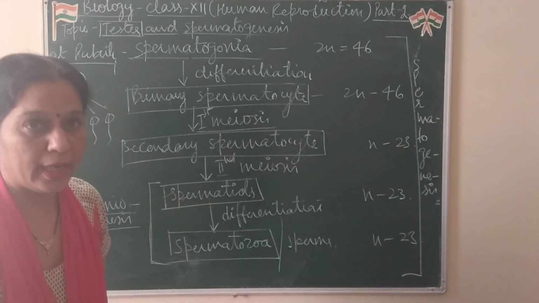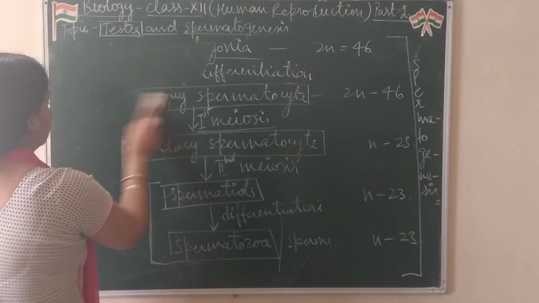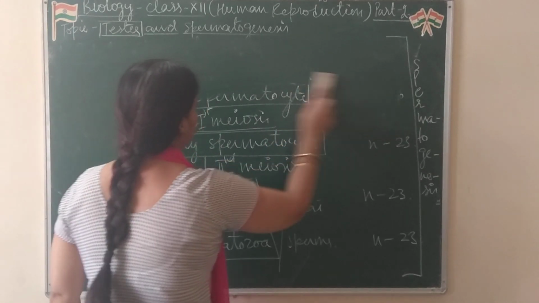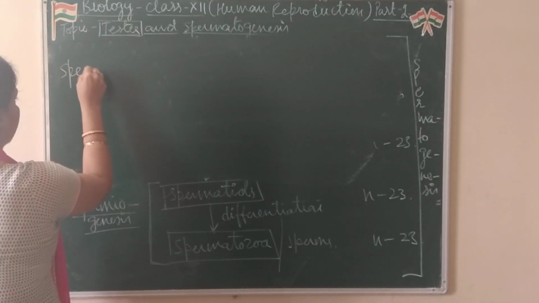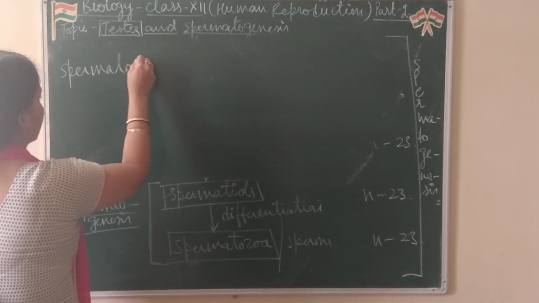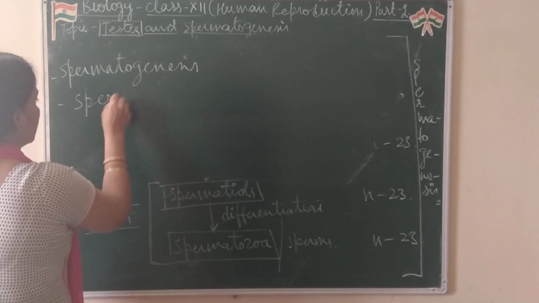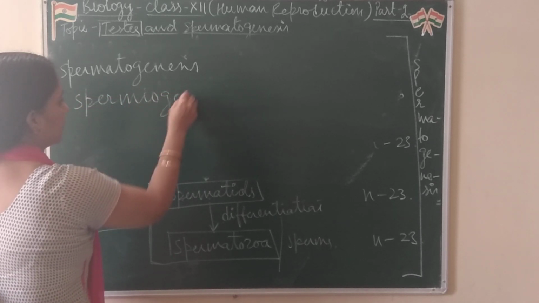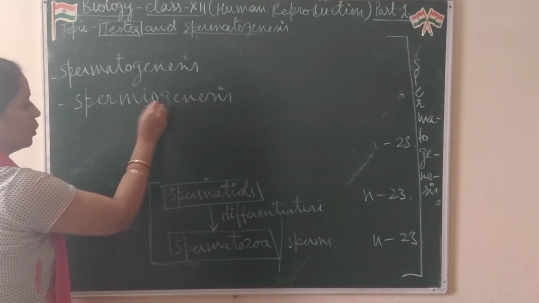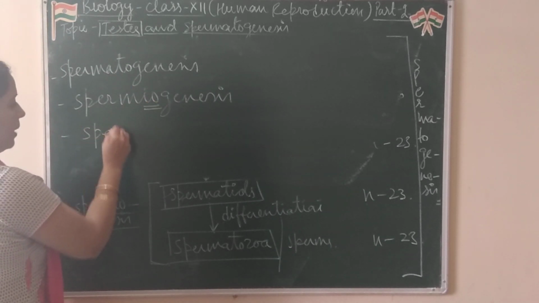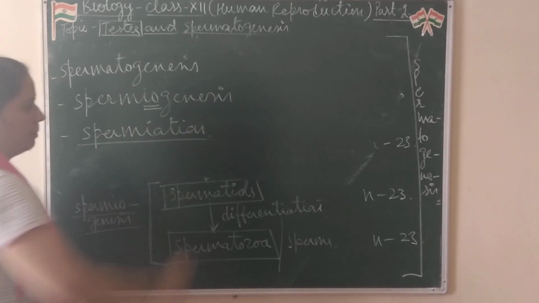Right. Now we have to see one more term related to this topic, that is spermiation. Three terms are asked in the exam for writing differences: spermatogenesis, spermiogenesis, and spermiation. This term spermiation is new for you.